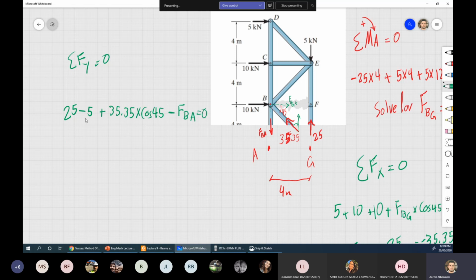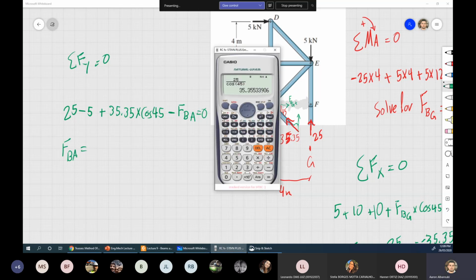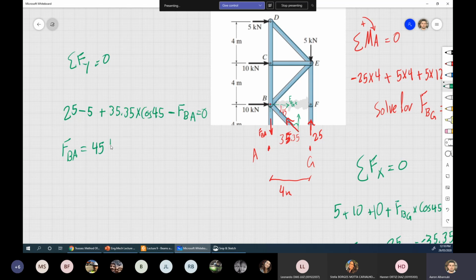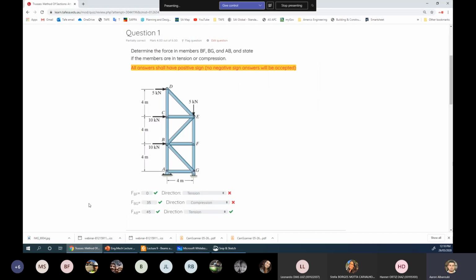negative FBA equals to 0. So FBA equals to the values of those. Sorry, let's just put them here. 25 take 5 plus 35.35 multiplied by cosine 45. Correct? Yep. And that will be 44.99, which is 45 kilonewtons. So 45 kilonewtons. Correct? Is that the answer that we had the last time? Yeah, 45 kilonewtons. Okay?